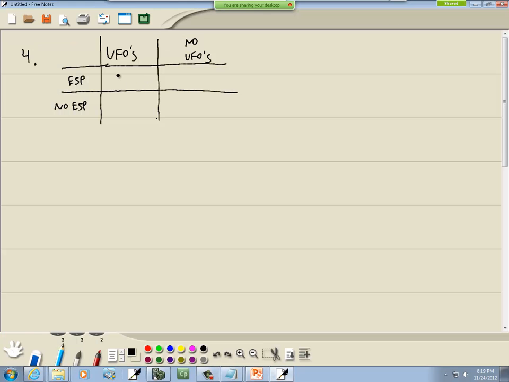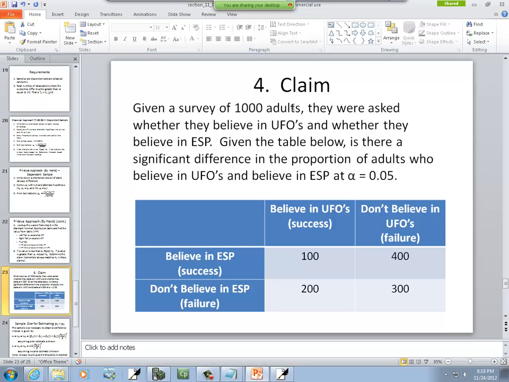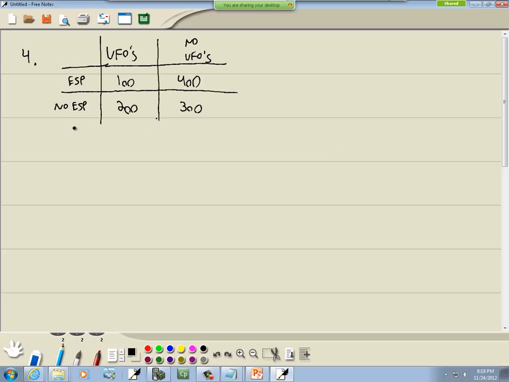We got 100, 400, 200, and 300. So 700, 900, total of 1,000. Okay. Given a survey, they are asked whether they believe in UFOs and whether they believe in ESP. Given the table below, is there a significant difference in the proportion of adults who believe in UFOs and believe in ESP at alpha equal to 5%?